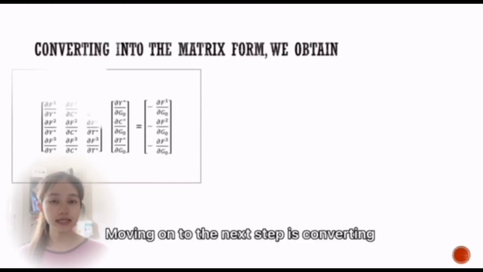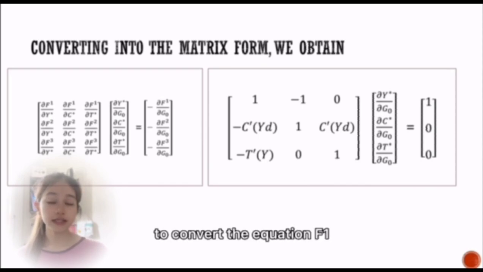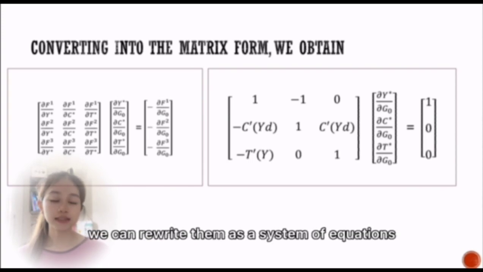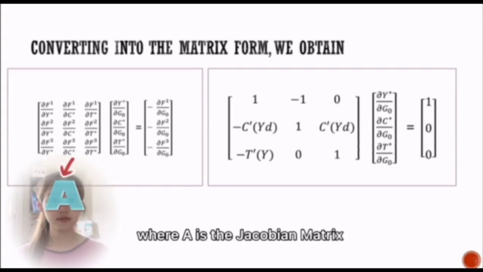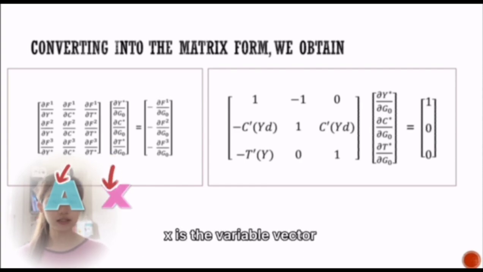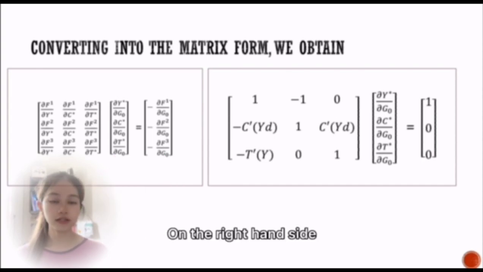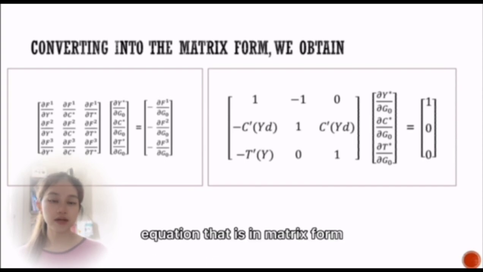Moving on to the next step, converting into the matrix form. To convert the equations f1, f2, and f3 into Jacobian matrix form, we can write them as a system of equations. Let's define the variables and constants as follows, where A is the Jacobian matrix, X is the variable vector, and B is the constant vector. On the right hand side, we can see the total differential equations in matrix form.